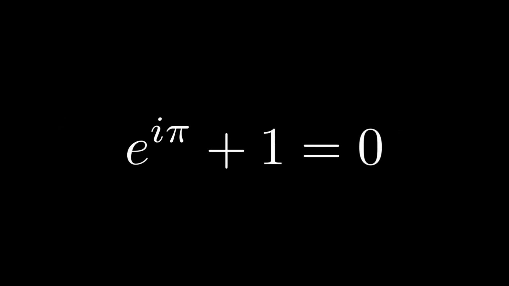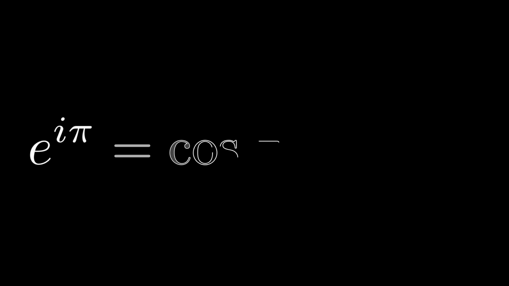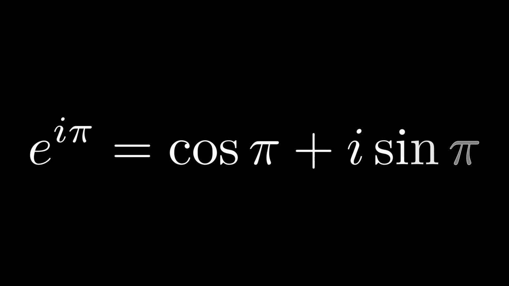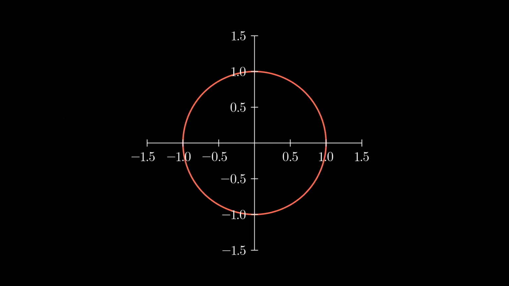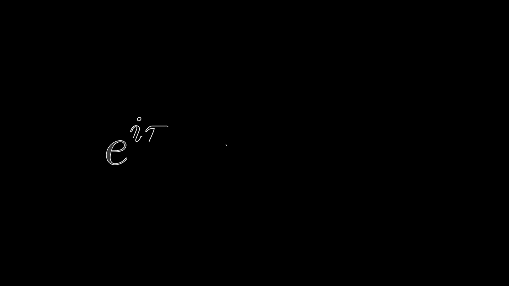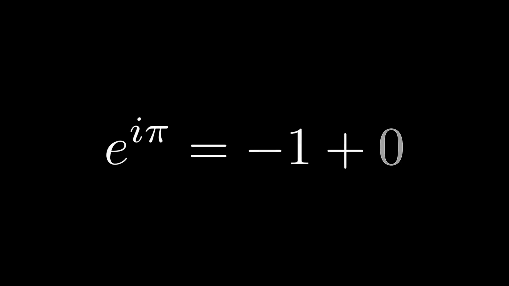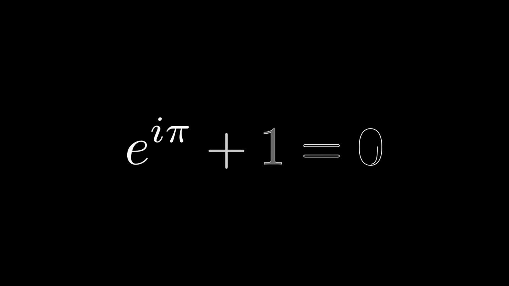But what does this have to do with Euler's identity? Well, once we have the formula, deriving the identity is easy. All we have to do is substitute pi for x. So we get the equation e to the i pi equals cosine of pi plus i times sine of pi. And we all know from our studies of the unit circle that the cosine of pi is just -1, and sine of pi is just 0. So e to the i pi equals -1 plus 0, or -1. Therefore, e to the i pi plus 1 equals 0.